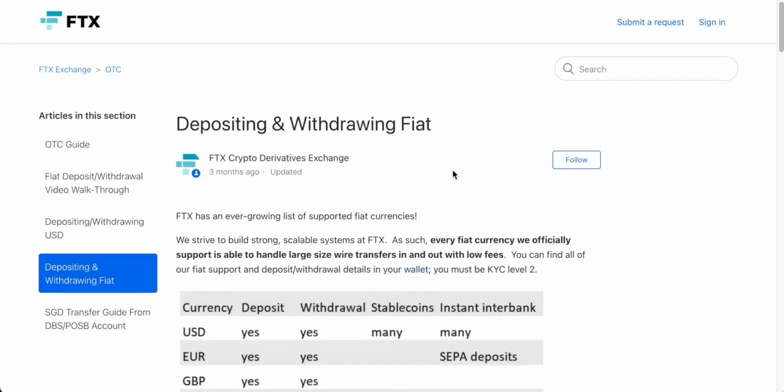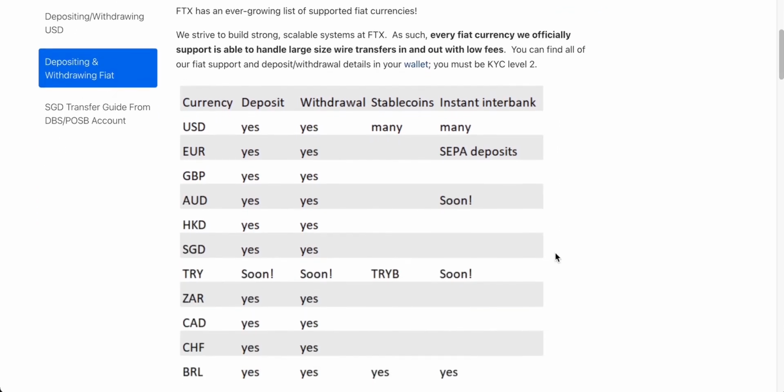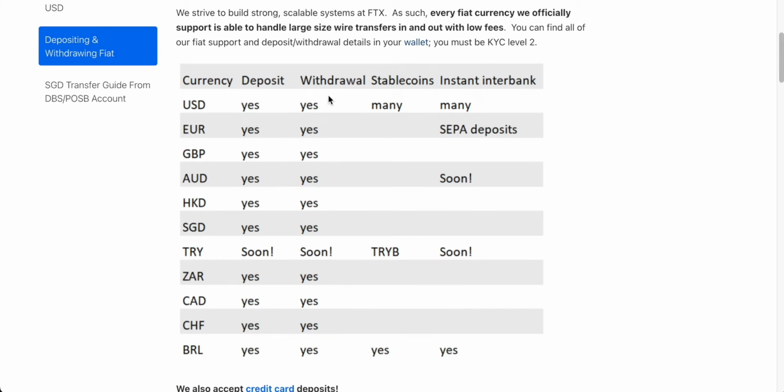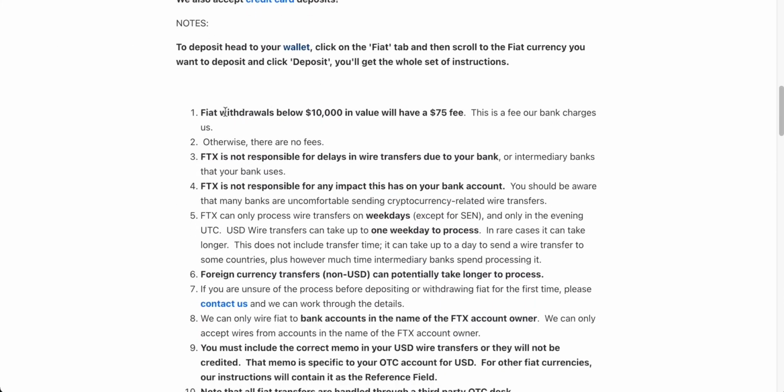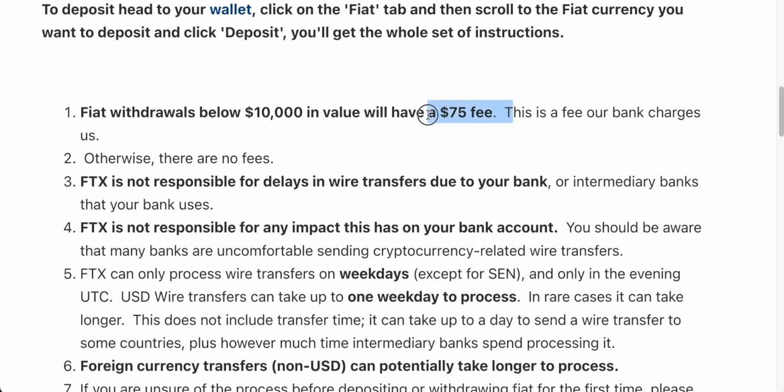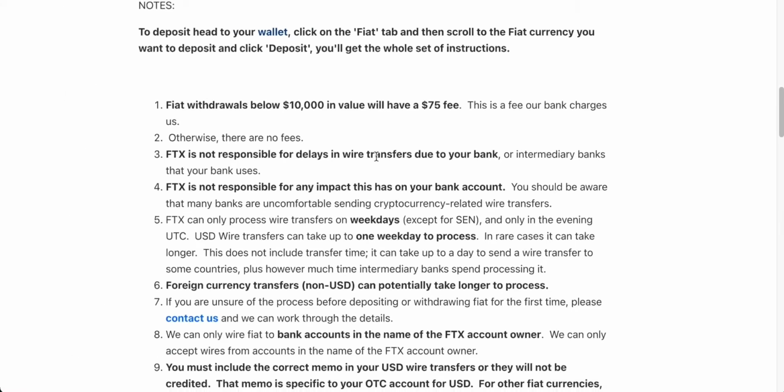As for withdrawing fiat, you can currently do this on FTX. This may change depending on if your bank actually supports it. You can see the list of supported currencies for deposits and withdrawals right here. So USD, Euro, GBP, and a lot of the main currencies are supported. Something to be really aware of though is that if you withdraw below $10,000 worth of value in fiat currency, they will charge you a $75 fee, which is actually quite a lot. If you're withdrawing over 10,000, that will be a free transfer out. As you can see by the T&Cs, it may take a couple of days.